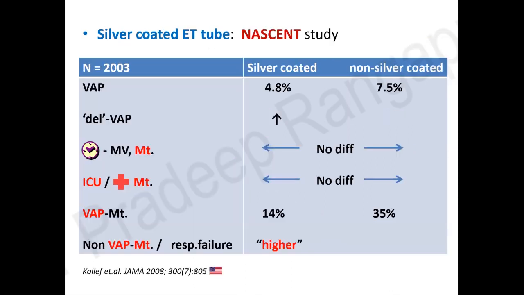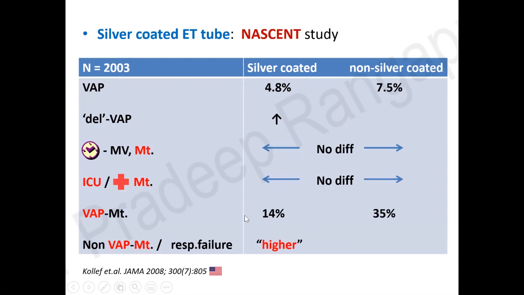And now they looked at the other innovation where they used silver coated ET tube. And this was a nascent study that came from the US, published in JAMA by the Kollef group. So they had 2,003 patients randomized between silver coated tube and non-silver. And they found the VAP rates were significantly less in silver coated tube. And with the silver coated tube, there was a delay in the development of VAP. Duration of mechanical ventilation, mortality, there was no difference between silver coated and non-silver coated. ICU and hospital mortality, no difference.